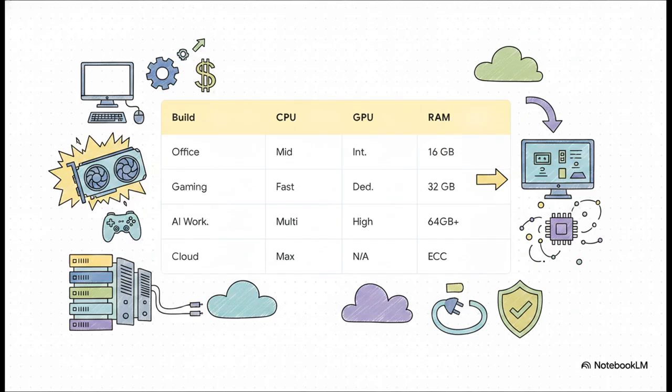You need a massive multi-core CPU, 64 gigs of RAM or more, and a top-tier GPU to chew through huge datasets. And finally, on a cloud server, reliability reigns supreme above all else. You need massive core counts, specialized error-correcting ECC memory, and redundant power supplies so the machine literally never goes offline. The whole game of system design is all about matching the hardware to the workload.